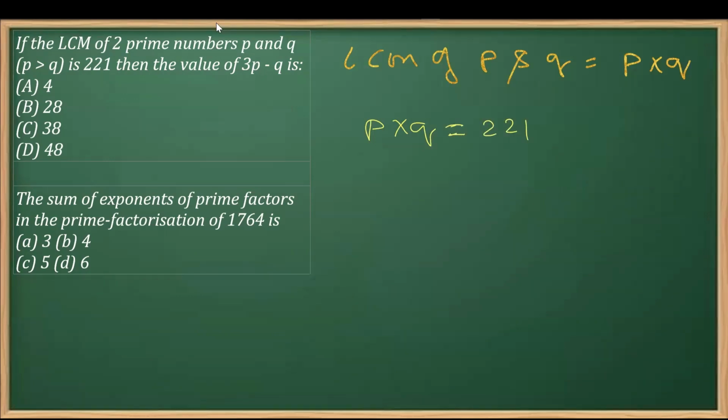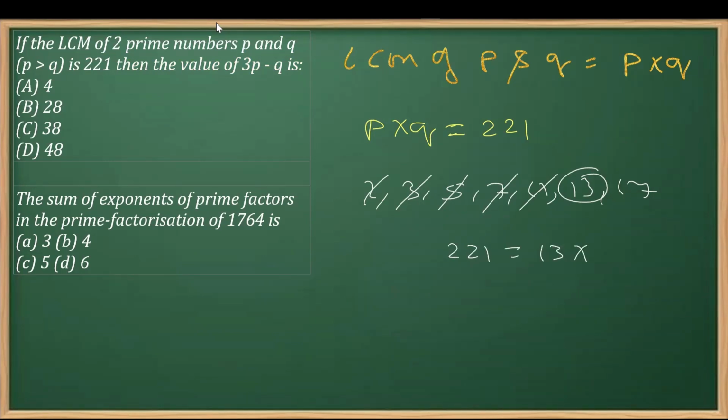Now check for the different prime numbers. We are going to do the hit and trial method. So 2 is a prime, 2, 3, 5, 7, 11, 13, right? I wrote a few prime numbers over here. So 221 is not divisible by 2, not by 3, not by 5, not by 7, not by 11, but it's divisible by 13. So we know that 221 can be written as 13 into 17. But then you have to check here that it is given that P is greater than Q. So this will be P. That implies P is 17 and Q is 13.